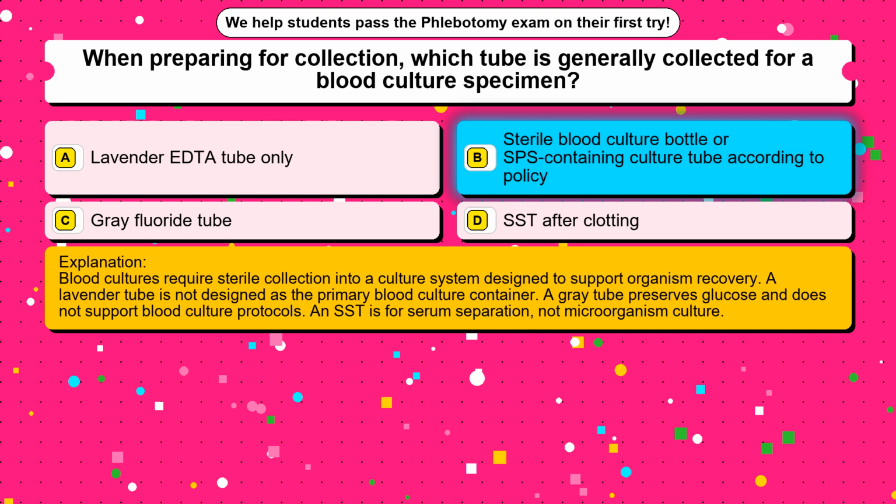A lavender tube is not designed as the primary blood culture container. A gray tube preserves glucose and does not support blood culture protocols. An SST is for serum separation, not microorganism culture.